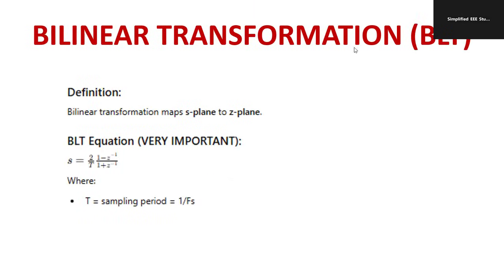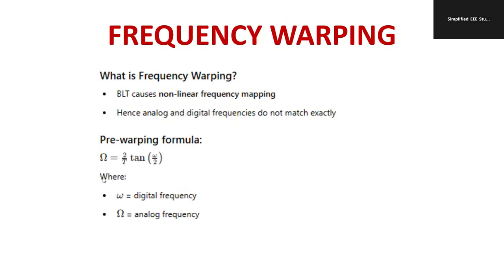Similarly, what is BLT? Bilinear transformation. Bilinear transformation maps the S plane to the Z plane. We have the BLT equation: S equals 2 by T times (1 minus z to the power minus 1) divided by (1 plus z to the power minus 1), where T is the sampling period, which is the reciprocal of the sampling frequency. Okay, do remember this equation.